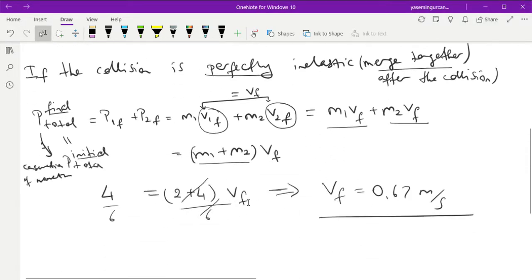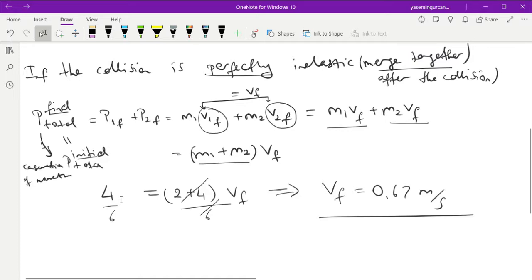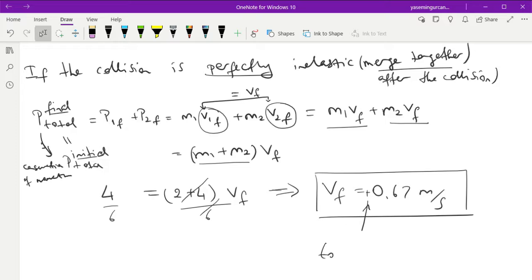Their common velocity is going to be calculated again from the initial total momentum that we found as 4. So I'm using that initial total momentum. 4 is equal to 6 times v final. So I divided both sides by 6. Now I have the final velocity of our merged object, and that is 0.67. I just rounded off to 2 digits after the decimal point, and this positive sign basically tells me that this merged object moves towards right.